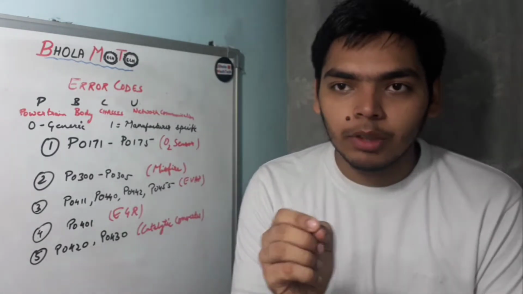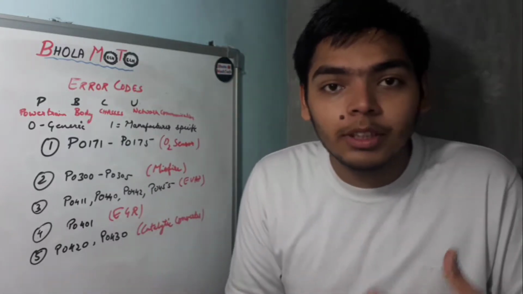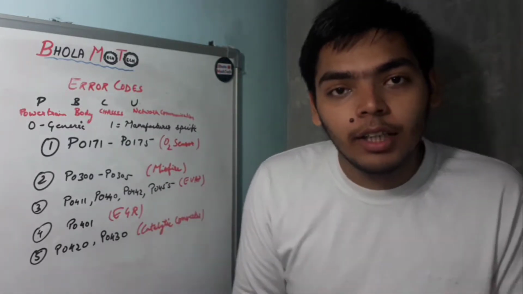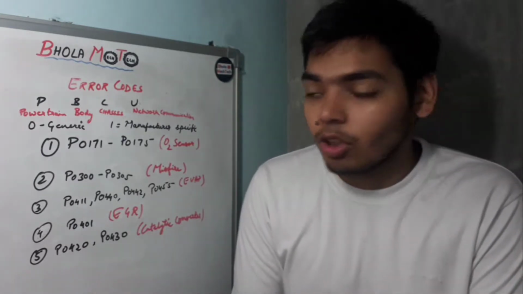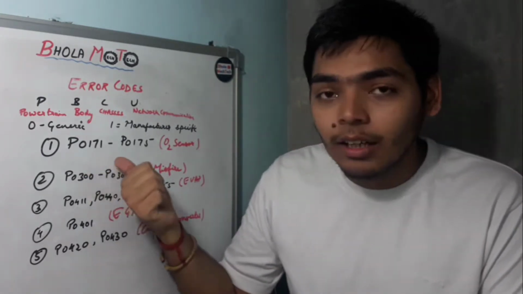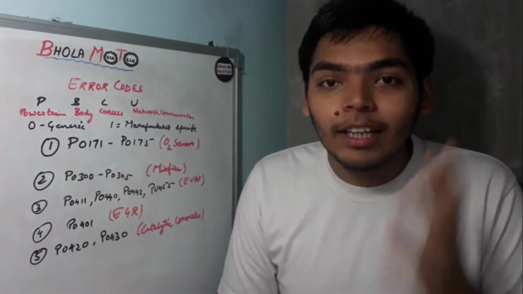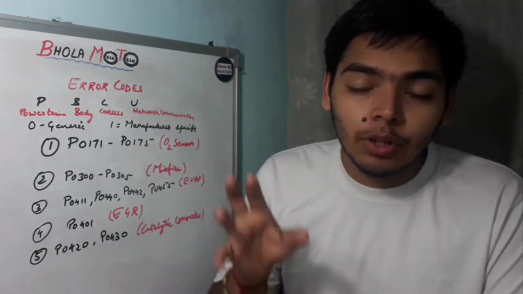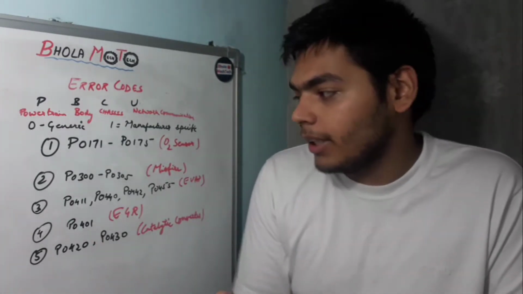So this code is generated when the ECU stops receiving the exact data about the percentage of oxygen in the exhaust gases. And only then are these error codes generated. So whenever these error codes are generated, you should get to know that there is some fault in the oxygen sensor. If you can repair it, you should repair it, and else you have to replace it.